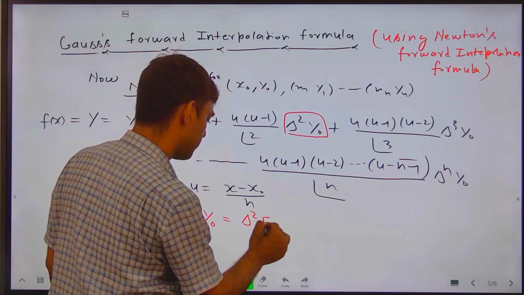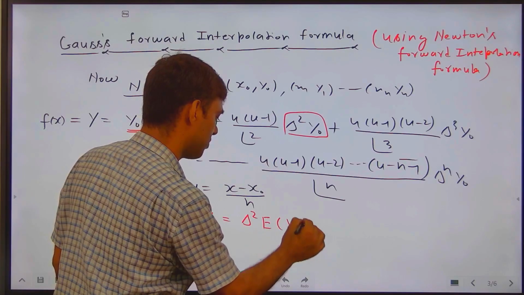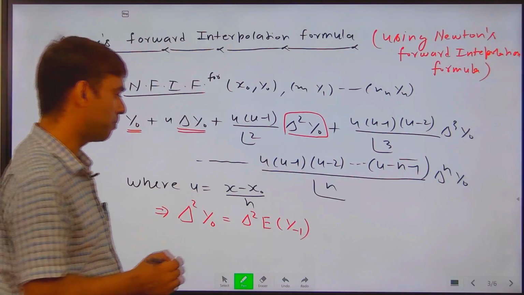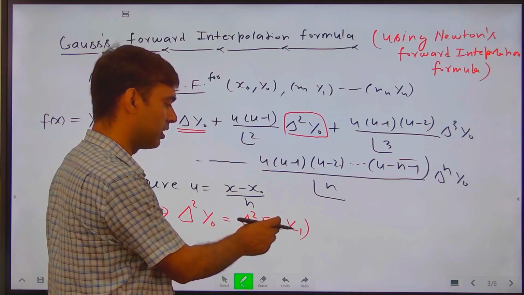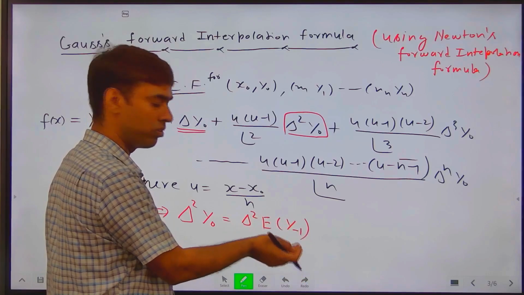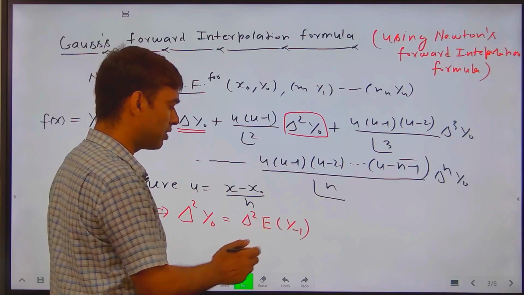E of y minus 1, y minus 1. Because if we operate the shift operator on y minus 1, then this becomes what? Next value. The next value of y minus 1 is y0. So E of y minus 1 becomes y0.